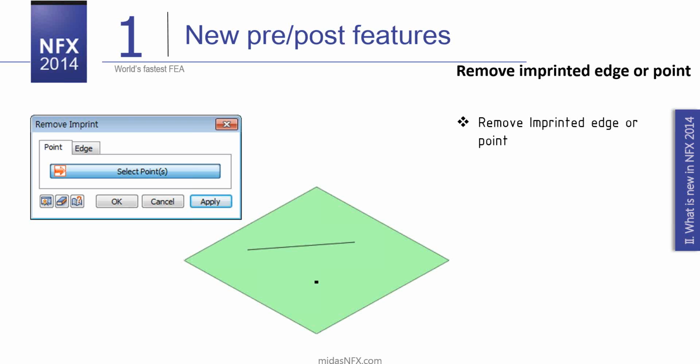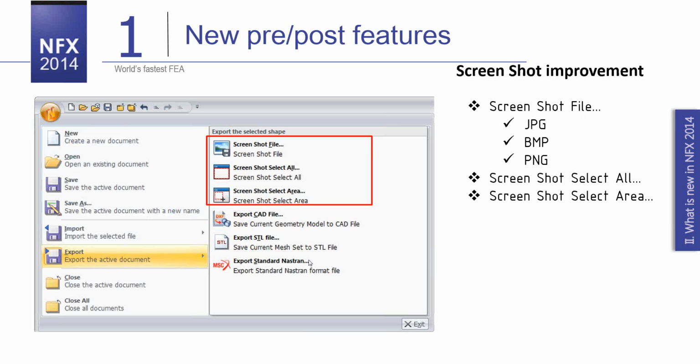We also have a new small feature, let's say, which will help you to remove the imprinted edge or points on your model. It's sometimes useful when you have a raw mesh on one side and you remove some edge. We improved the screenshots by providing new options to select an area, to screenshot all, and new screenshot formats.